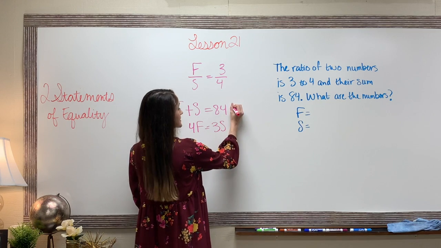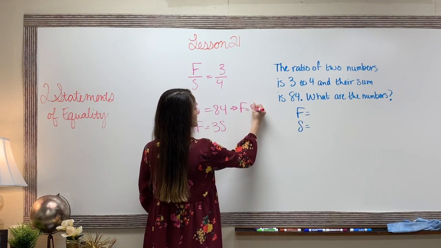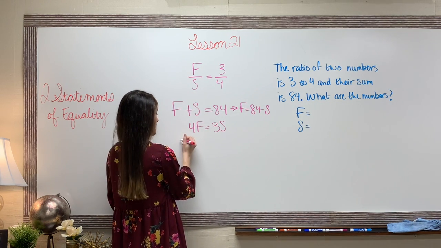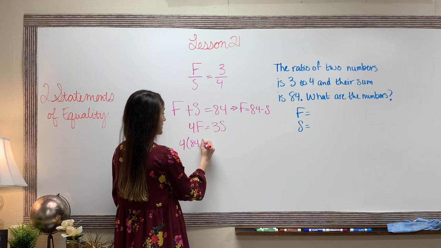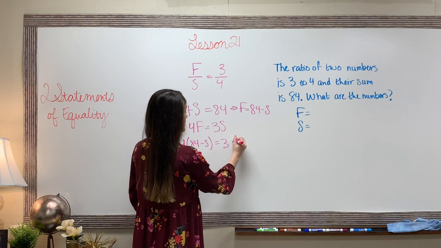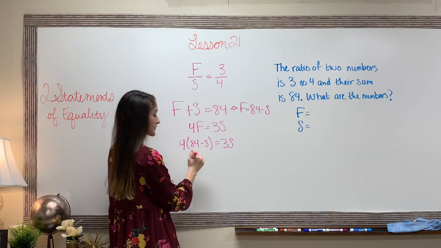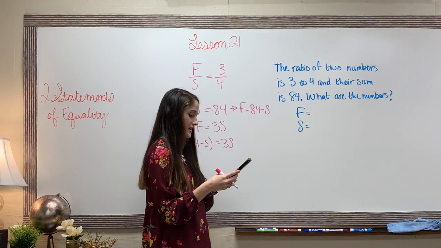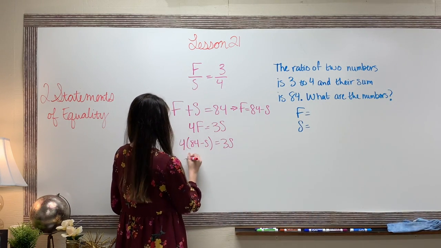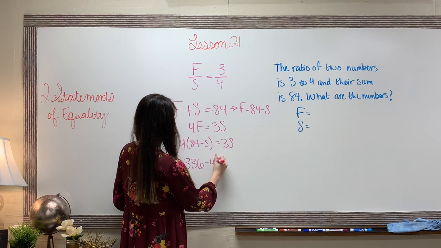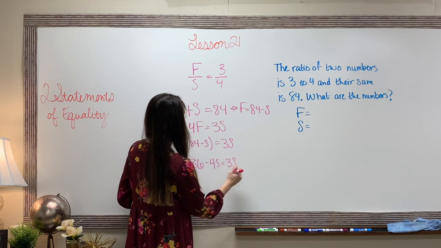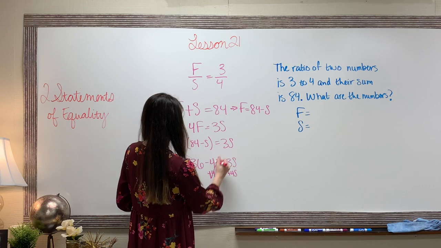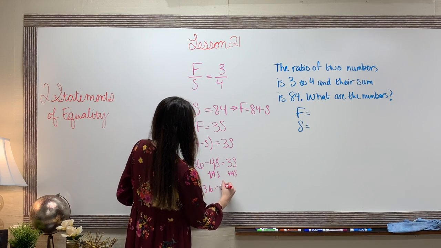So over here, this is going to become f equals 84 minus s. And now I'm going to take this and plug it in right here. So 4 times (84 minus s) equals 3s. And then we're going to distribute the 4 to 84, so I'm going to multiply that out. And 4 times 84 is 336, minus 4s equals 3s. And then we're going to add 4s to both sides. And we get 336 equals 7s.